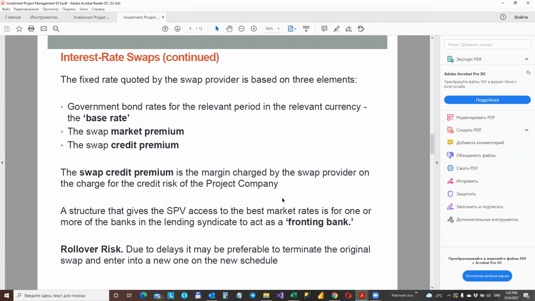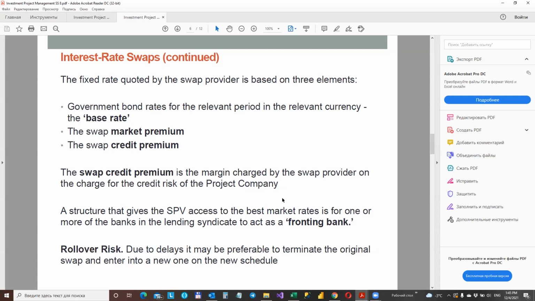in Russia, it can be based on various base rates like the key rate or some short rate for the pool of bonds of federal loan, etc. So for each country, for each jurisdiction, we have very different base rate providers. Then I'd say the swap market premium.